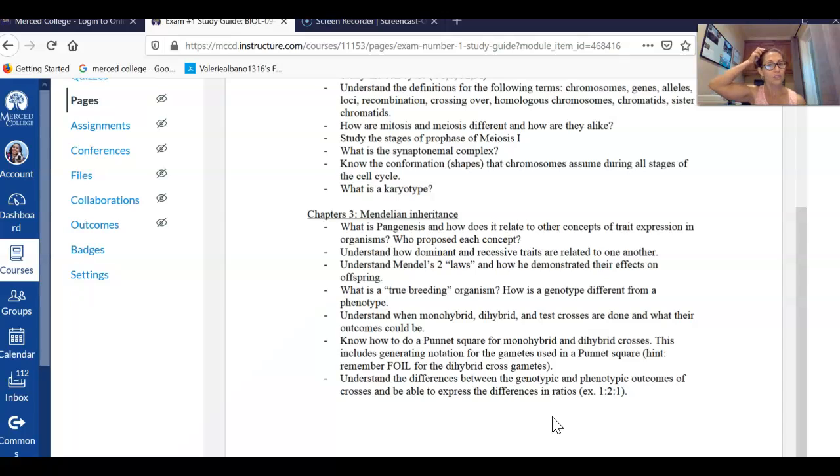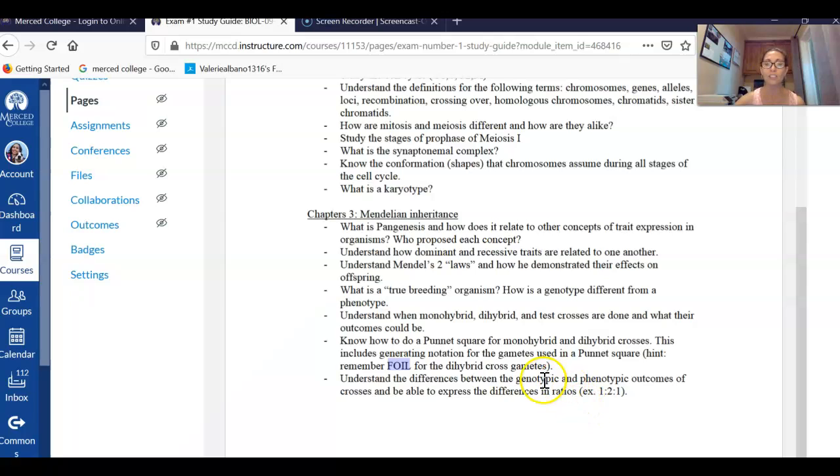So you should know how to do both a monohybrid and a dihybrid cross. Be sure you understand the FOIL method for the dihybrid cross, all right? I don't think I put a video of that up. Maybe I could try to find one for you guys.